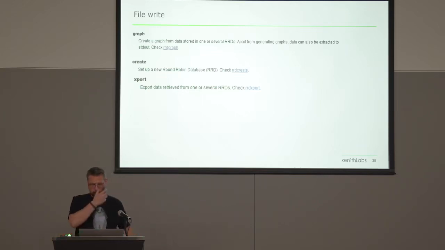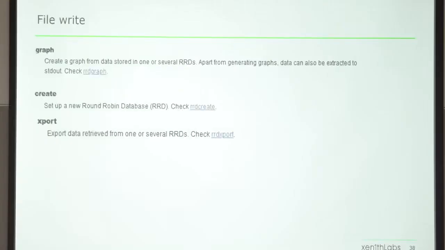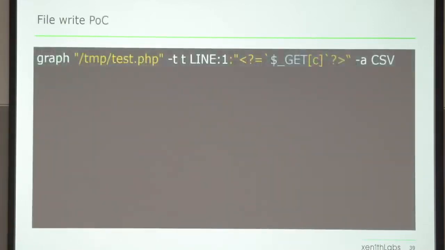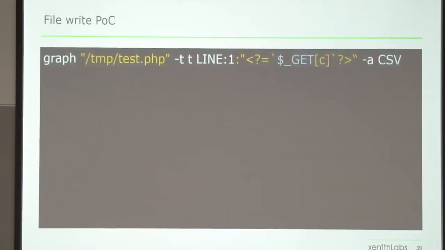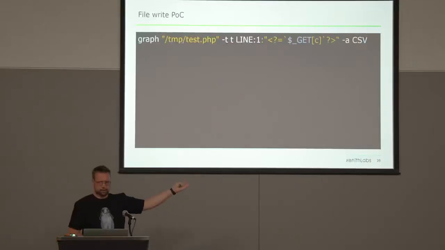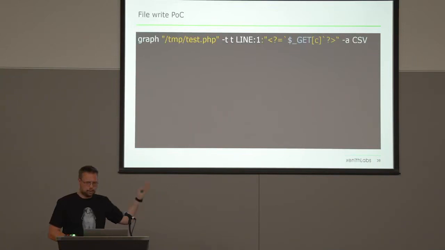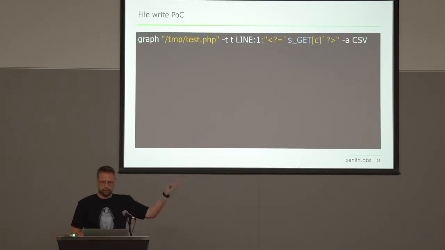But the graph is the one that we care about because that will let us control both the file but also the content. And we can generate a polyglot file that is also a PHP shell, like so. You would inject a new line, graph /tmp/test, which is the file it's writing to, give it a title of T, it doesn't matter, then give it a line definition, put some PHP in that line definition, and export it as a CSV file, and then a new line at the end. And that will let you write a PHP file on the drive.